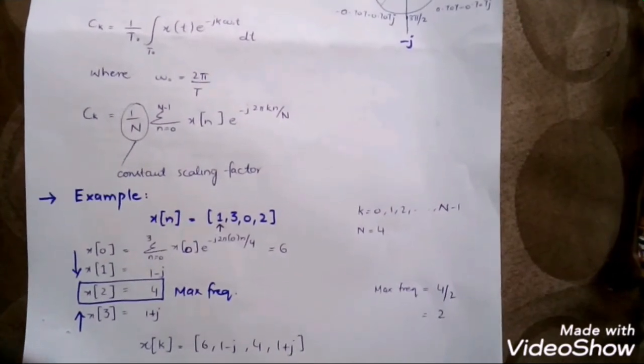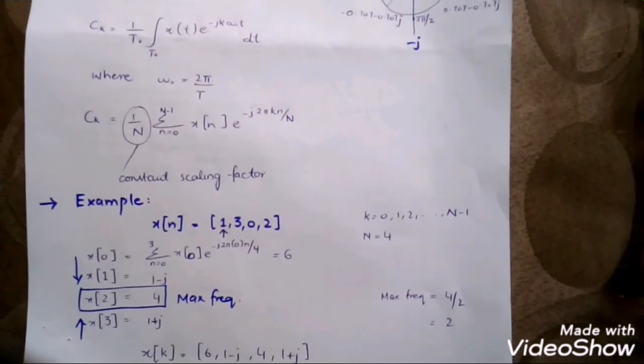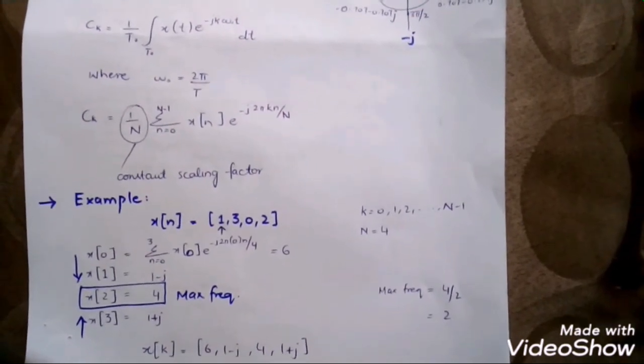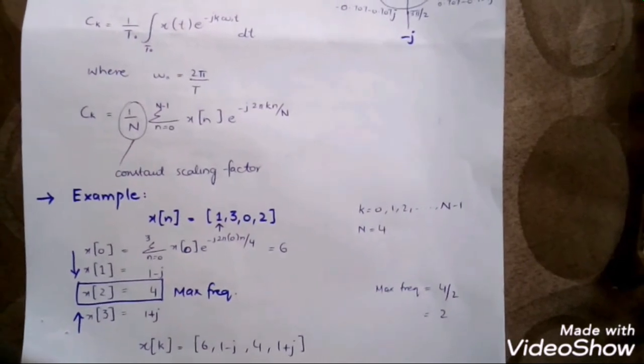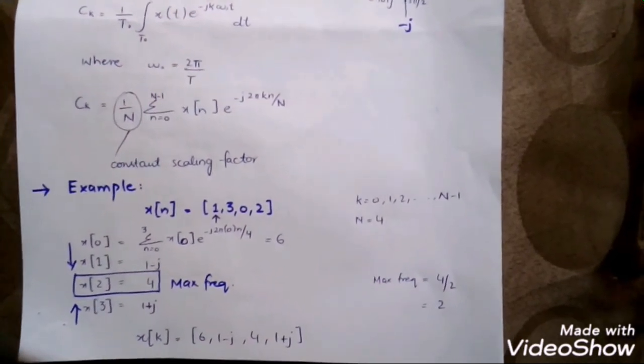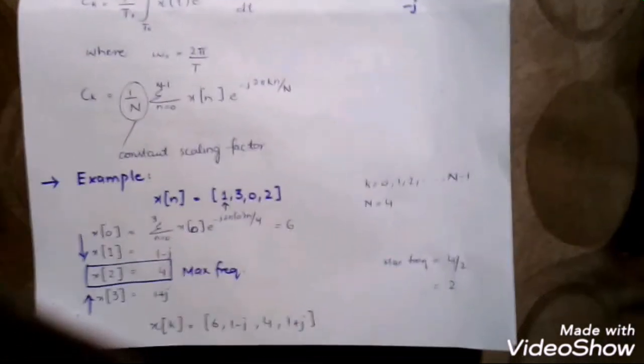But the important thing is that before the maximum frequency the value is 1 minus j, but after the maximum frequency the value becomes 1 plus j, because they are conjugates of each other. At the end X of k is equal to 6, 1 minus j, 4 and 1 plus j.